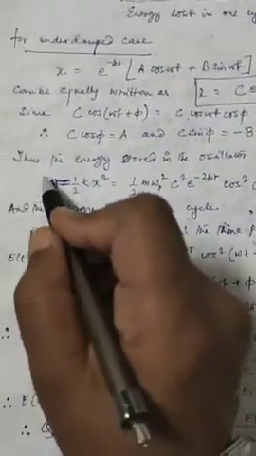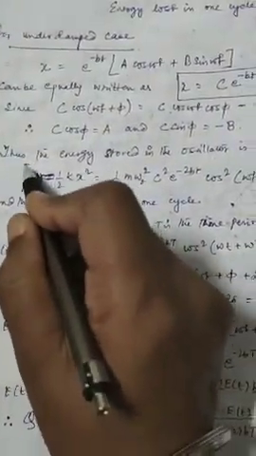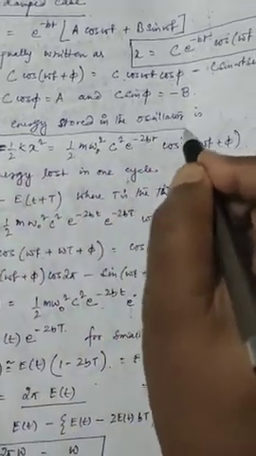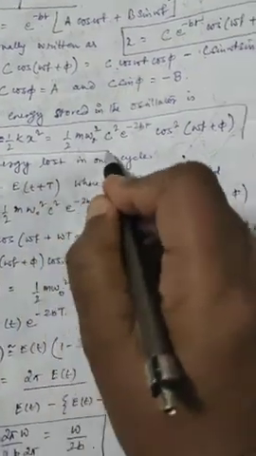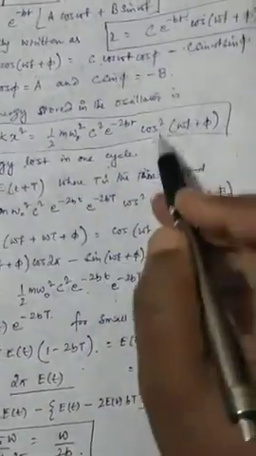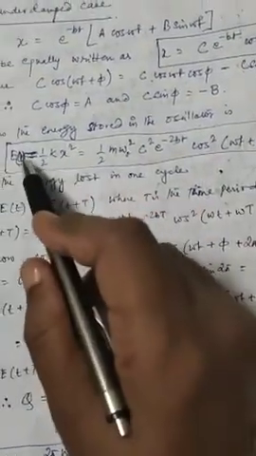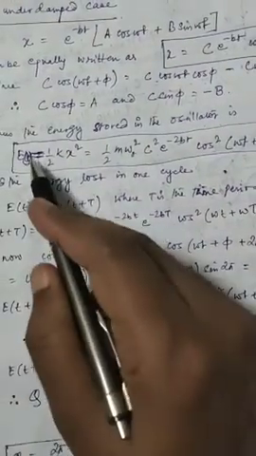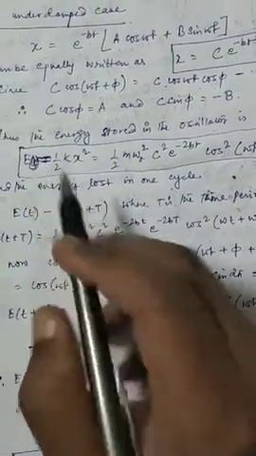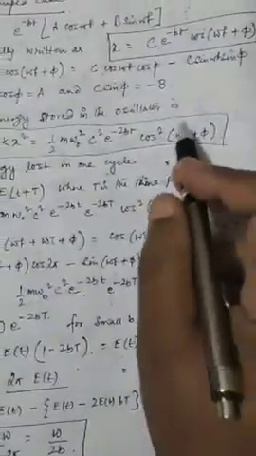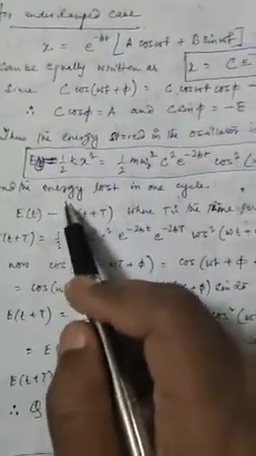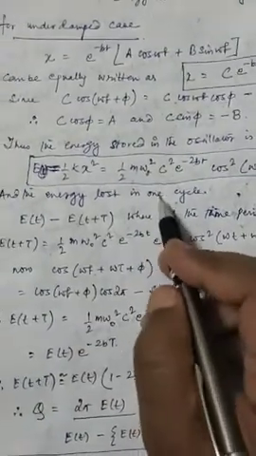Remember, this expression is the energy stored in the oscillator in time t. I'm sorry that I'm not clear in this case. This is E of t, that is, the energy stored at time t. Now what is the energy lost in one cycle?